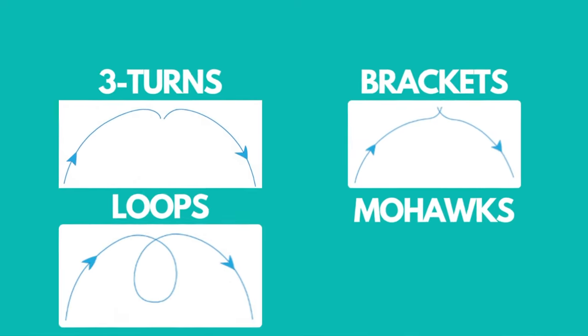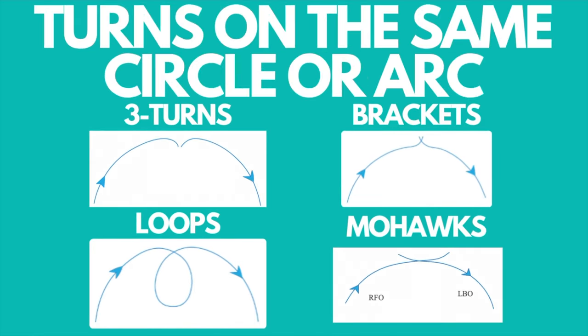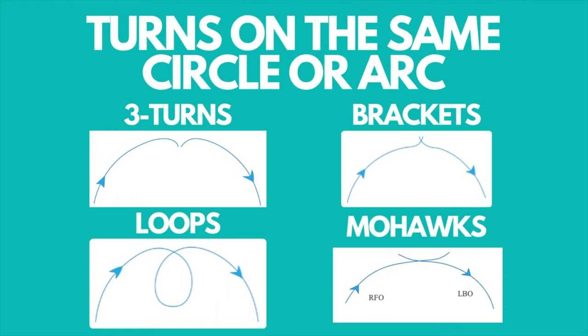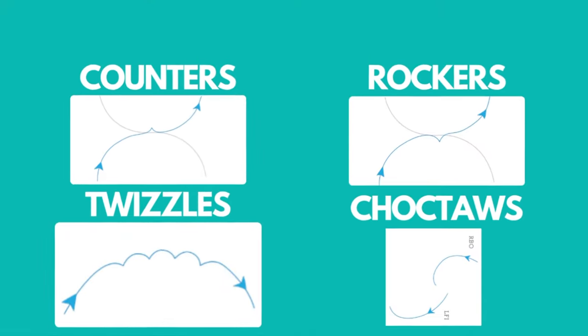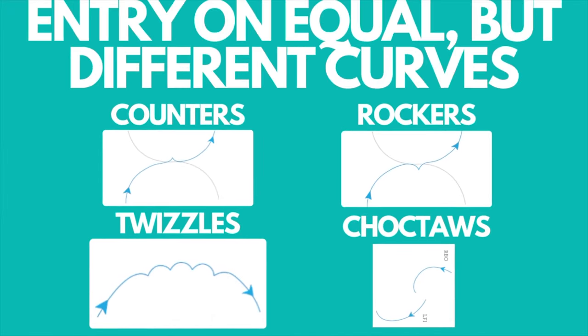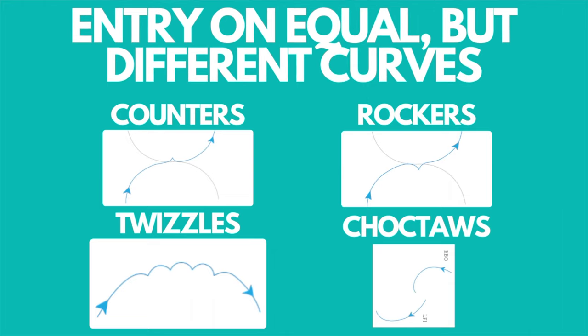Turns are classified by curves or rotations. Three turns, brackets, loops, and mohawks: the entry and exit edges are on the same circle or arc, and the circle rotation is the same before and after the turn. Then counters, rockers, twizzles, and Choctaws: entry edges are on different but equal curves, and the circle or rotation changes during the action phase of the turn.